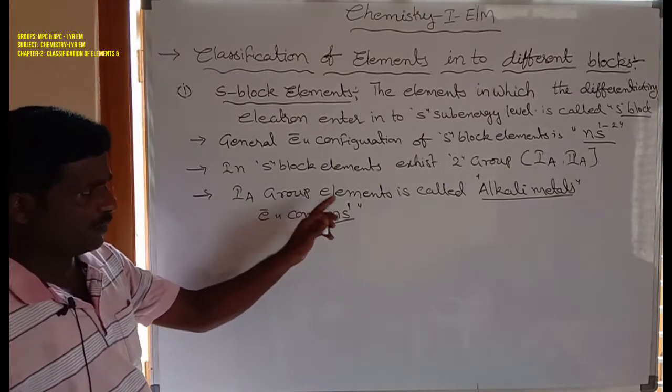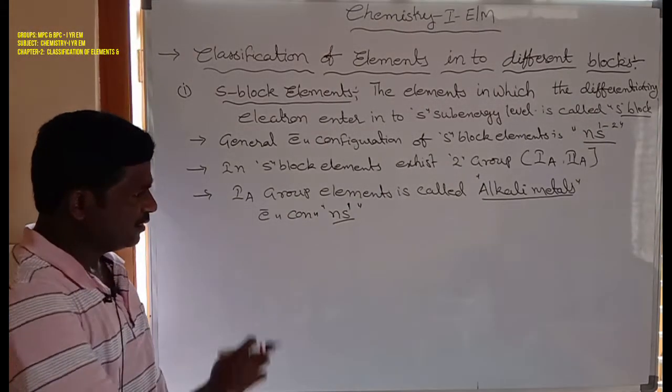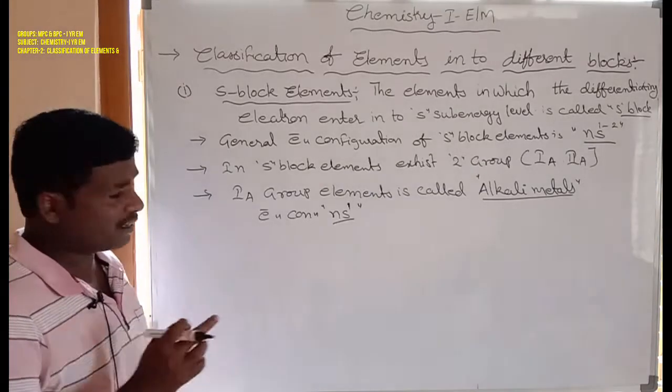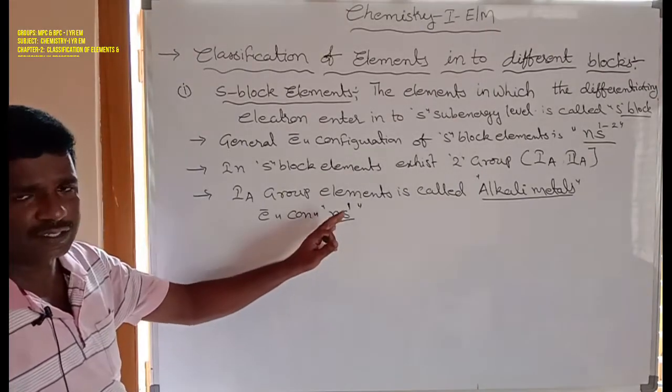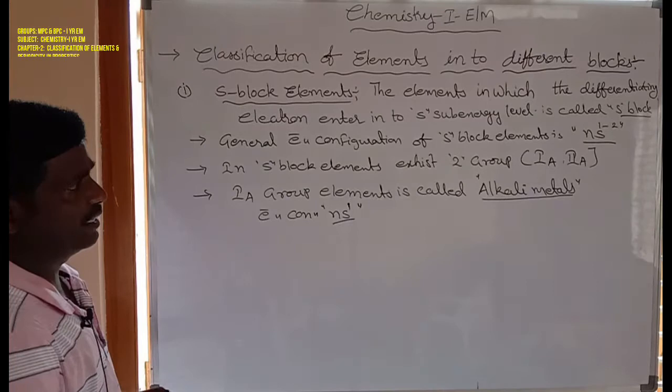The general electron configuration of the first A group is ns1. The s orbital of the outermost shell has only 1 electron. That is also why they are called first A group elements.